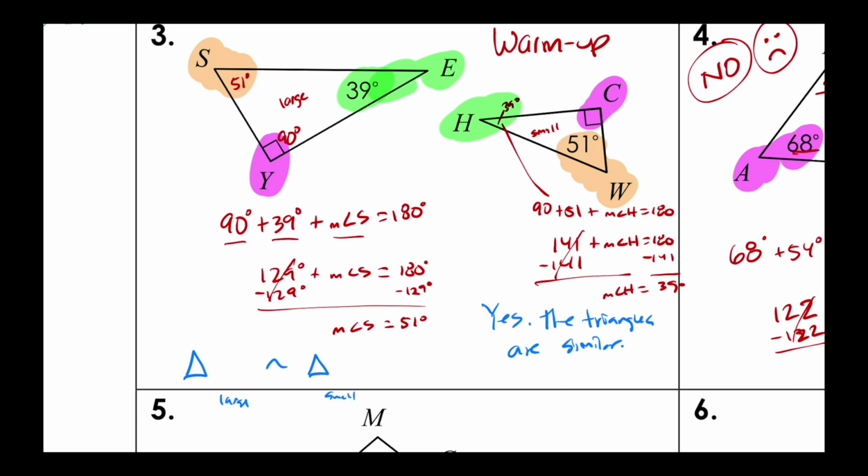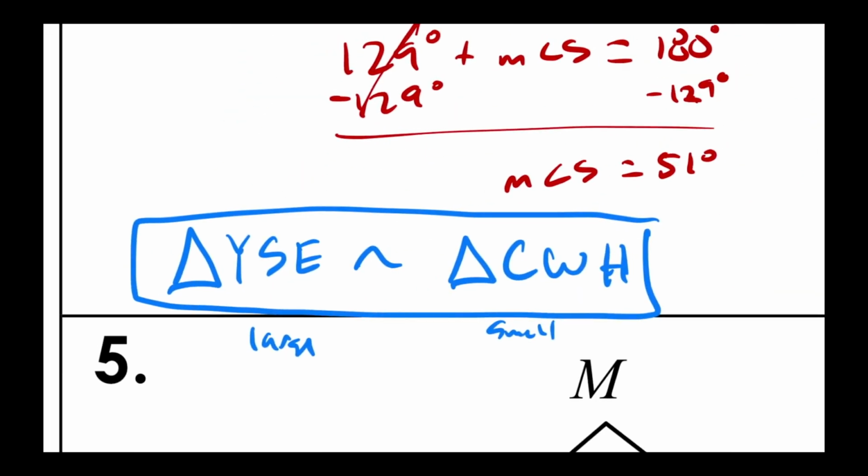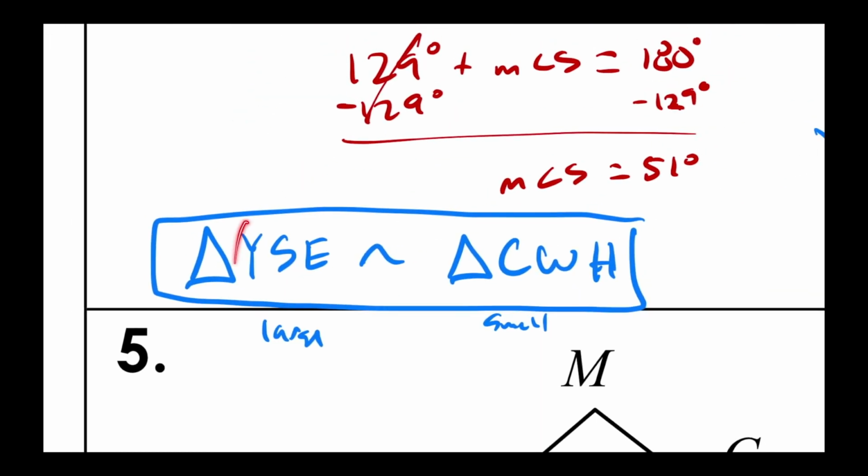So the large, I'm going to start with pink. So Y and C. Then let's go to orange, S, W. Then let's go to green, E, H. There you go. Triangle YSE is similar to triangle CWH, and that's the correct order because Y and C match, S and W match, and E and H match.